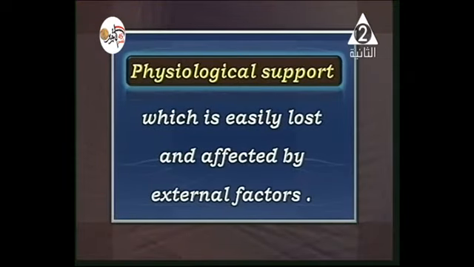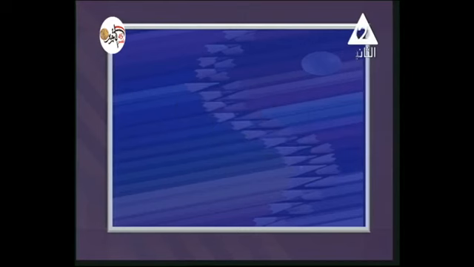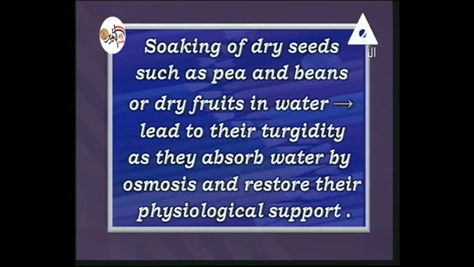Physiological support is easily lost and gained, or affected by external factors. For example, soaking dry seeds, as you observed in the last video. If you have a dry seed of any kind, pea, bean, apricot, or dry fruits, and you put it in water and leave it for a time, it restores its rigidity, absorbs a suitable amount of water, and becomes turgid. This is the first example.